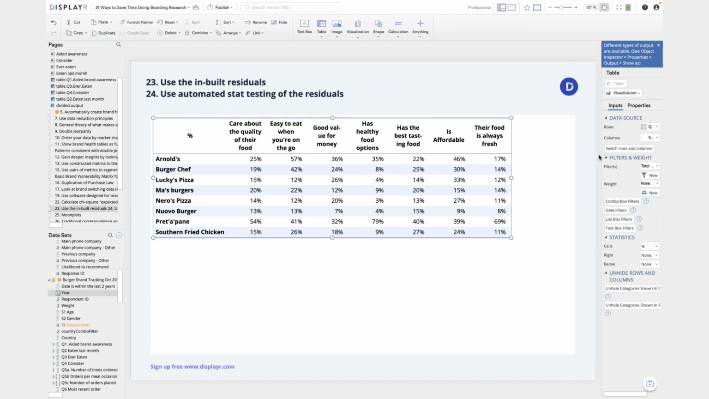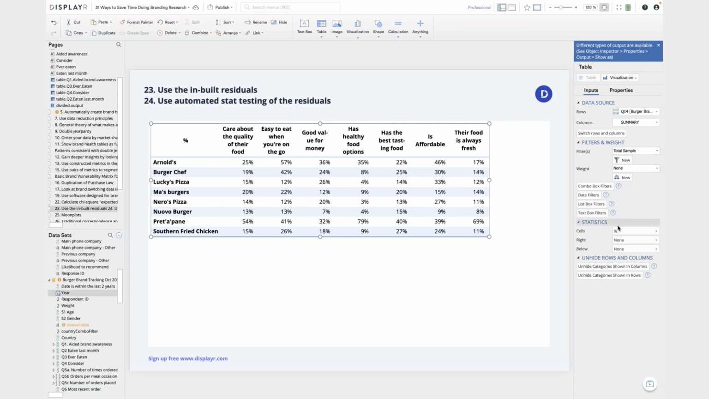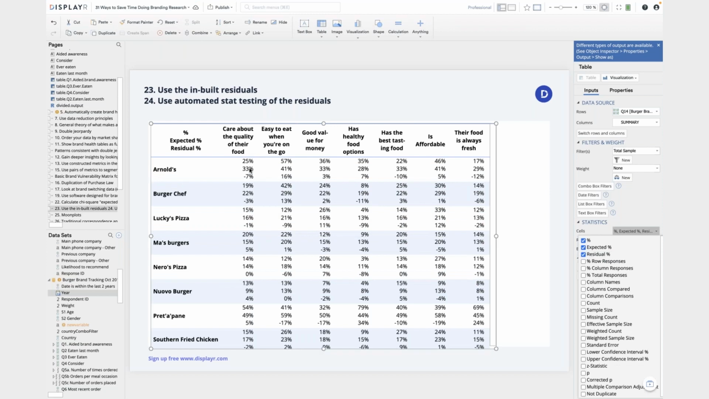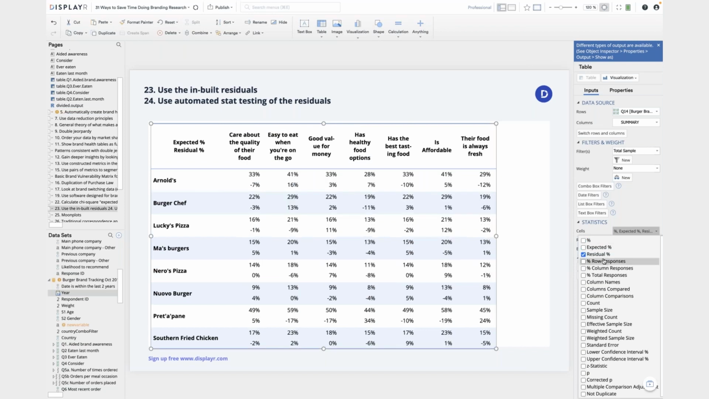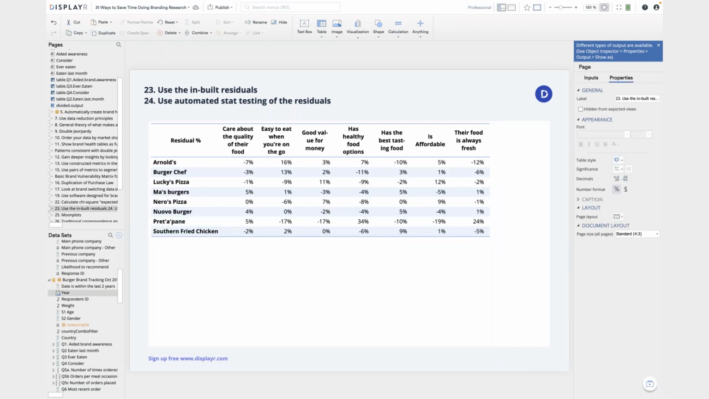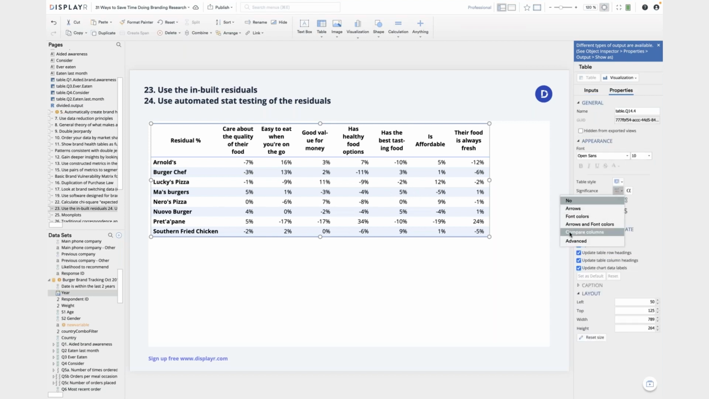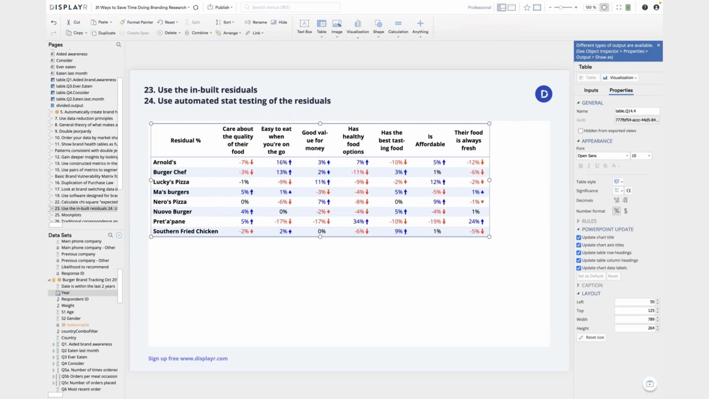And so rather than having to write any code or anything, we can just click on our table and go cells and click on expected and residual, and it's going to give us this more accurate expected value and the more accurate residual, and it's going to put them in. Let's just look at the residuals. So now we've quick as a flash got the residuals, no need to write code. And if we want to see if they're statistically significant, the default significance tests actually are testing these residuals on this type of brand table, which is great. So we can quickly see that Arnold's is really strong in terms of easy to eat when you're on the go, and weak in terms of quality of food, best tasting food, and food being fresh.